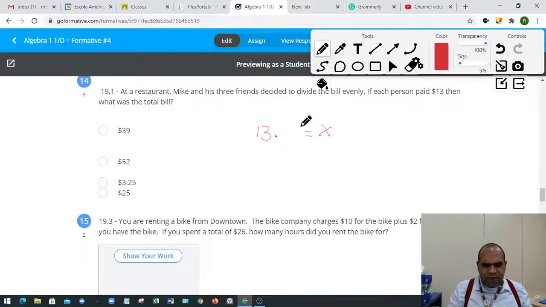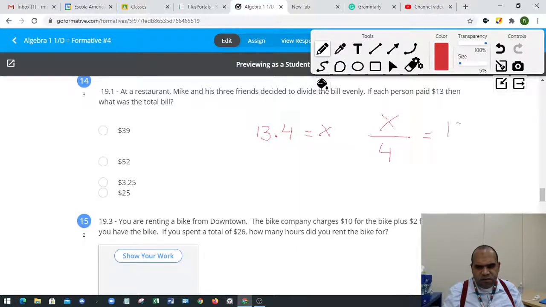Okay. I just solve it, okay? 13 times 4. I decide to divide evenly if each person paid 13. I can rewrite this one as the equation I told you guys. I have to pay x divided by 4 people equals 13.